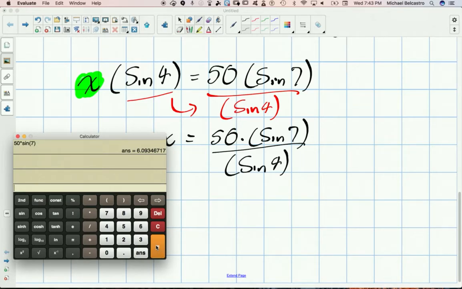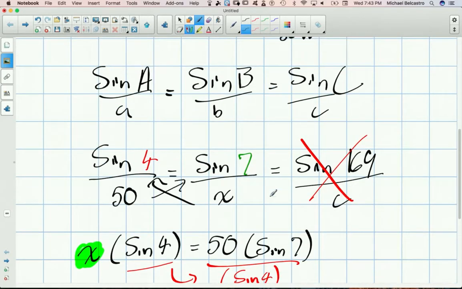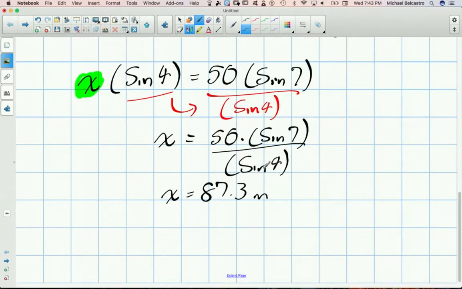6.09. Does that make sense? Yeah, that's totally okay. And then I'm going to take my answer and divide it by sine of 4 degrees. Okay. And we're left at 87.3. So x is equal to 87.3. I don't remember what unit values were. Meters, I think. Okay, 87.3.